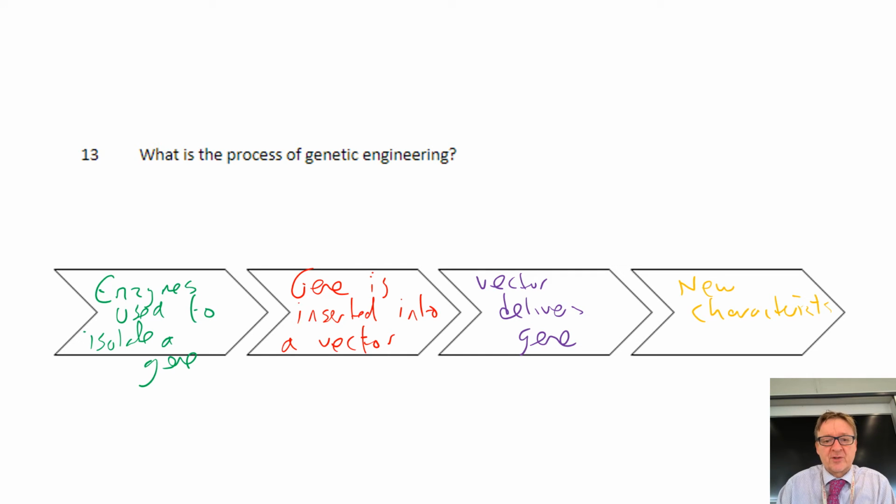Now the actual genetic engineering process is quite complicated, so it'd be worth looking that up in a little bit more detail than what I've just done. But those 4 stages are the main principles.